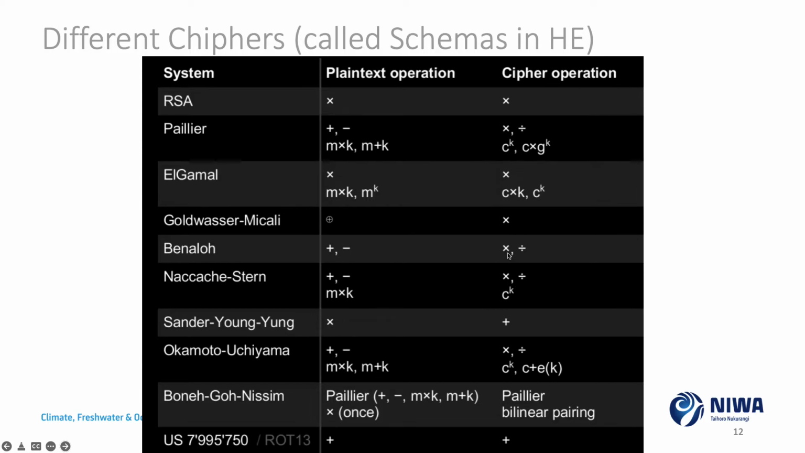Sounds a bit weird in the beginning. It's like, wow, I'm trying to add, why am I multiplying? Don't forget that you're multiplying a cipher. And from a mathematical point of view, it actually makes sense. Don't get too attached to it.